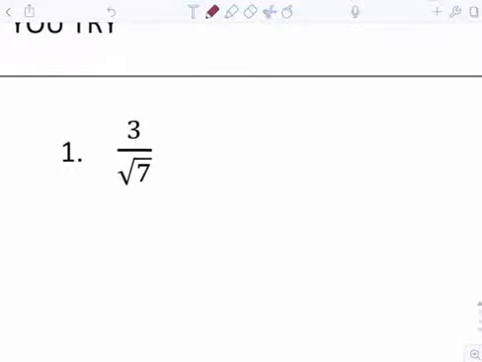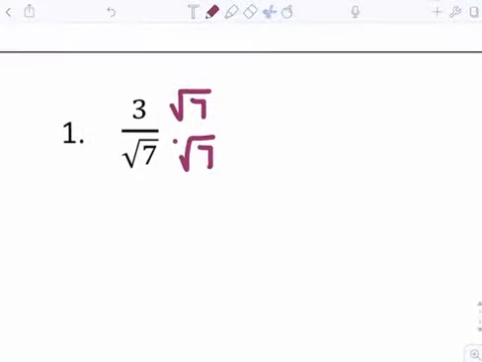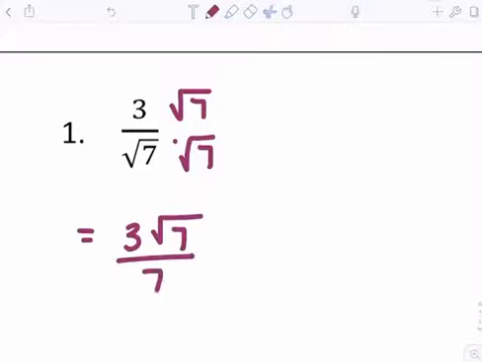Okay, so number 1, we just have a regular radical. We want to get rid of the square root of 7, so I'm going to multiply by the square root of 7. I get 3 root 7 over 7. Done.